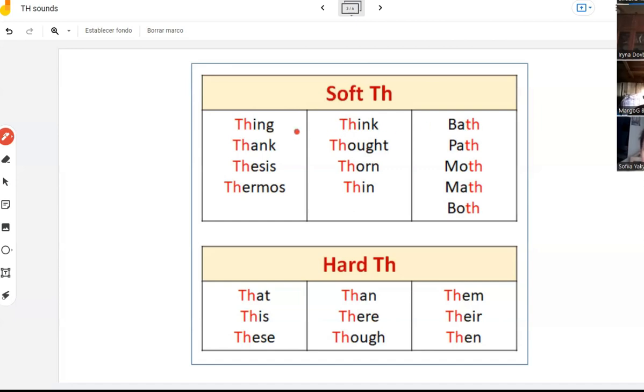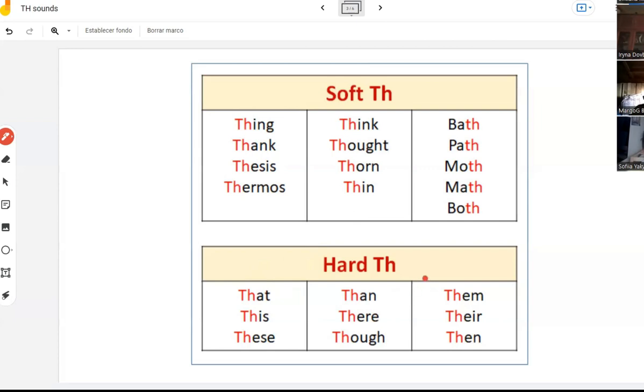Think, bath. Okay? Sophia? Think, bath. Excellent. Margot? Think, bath. You see, sometimes if we get lazy, it would sound like bath, right? Okay, Andri? Think, bath. Excellent. And let's go with the hard one.